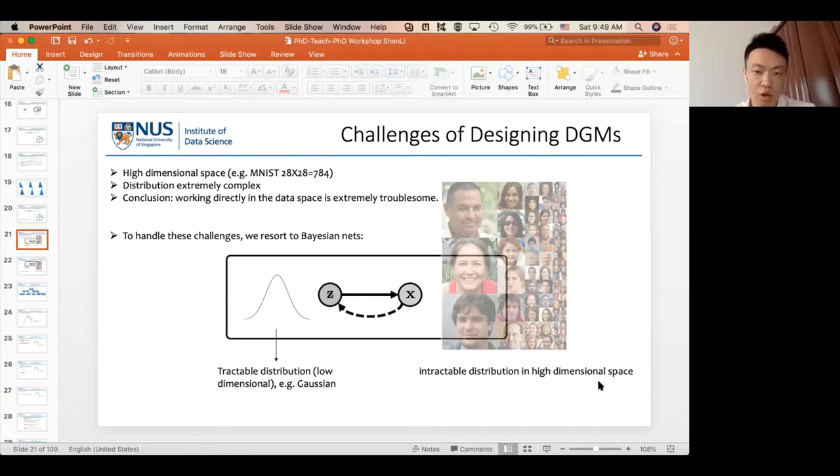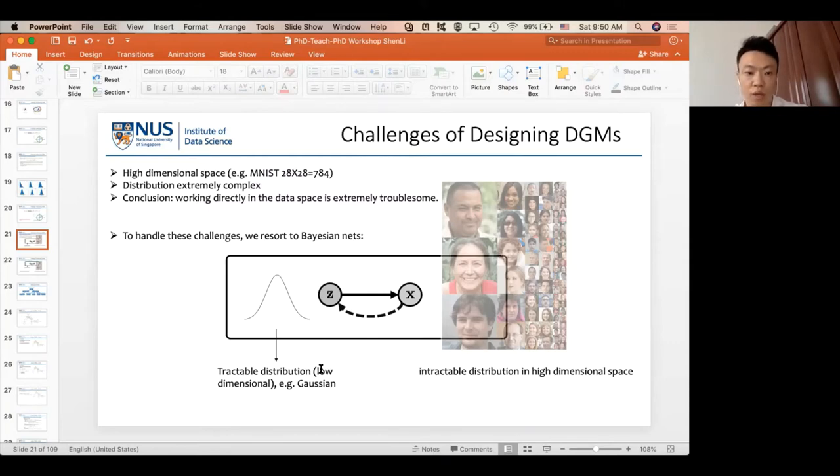To handle these challenges, this leads us to the key idea of deep generative models. We resort to a BayesNet, where we assume that each observed data point X has its corresponding unobserved latent source code Z that lies in the latent space. The distribution of Z can be a tractable one, let's say Gaussian, and it can lie in a very low dimensional space, right?